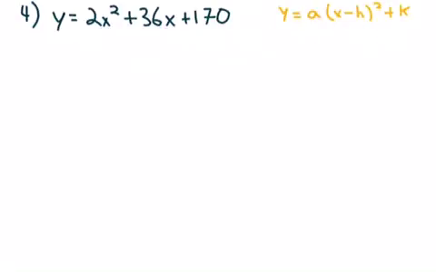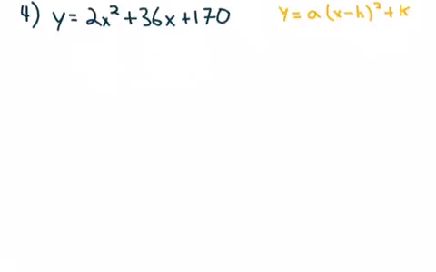Let's start by first identifying the difference between this problem and the last problem. So this problem, if we look at the x squared term, we no longer have a 1 in front of the x squared, which is a problem. So the very first step when you're trying to convert to vertex form, you need to make sure that you have a 1 in front of your x squared.